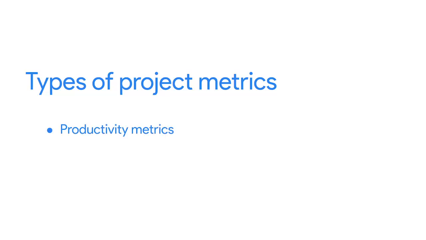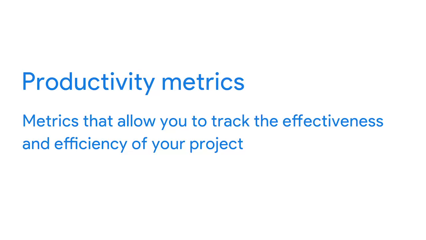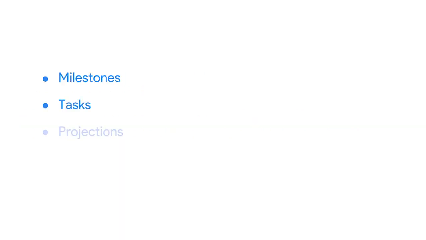There are many types of project data you can use to determine progress and efficiency. You can group project metrics into productivity metrics and quality metrics. Productivity typically measures progress and output over time. Productivity metrics allow you to track the effectiveness and efficiency of your project and include metrics like milestones, tasks, projections, and duration. Let's break down each metric.